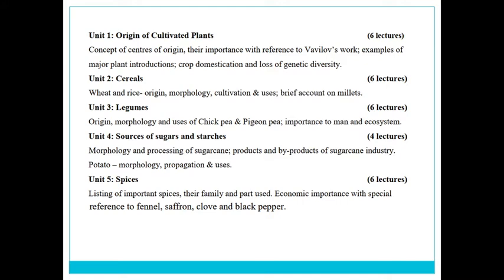In Unit 2, it deals with some cereals, already I mentioned, wheat and rice, their origin, morphology, cultivation and uses, and a brief account on millets. Unit 3 is on legumes, Unit 4 on sugars, sources of sugars and starches, morphology, processing of sugarcane products and the byproducts of the sugarcane industry. This is a very important section from the examination perspective. Then spices, listing of important spices, their family and parts used, economic importance, with special reference to some economically important spices: fennel, saffron, clove, and black pepper.